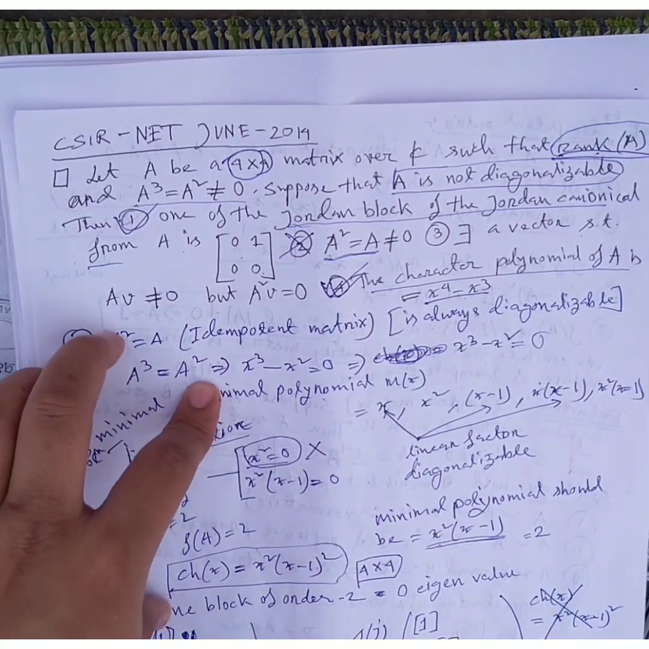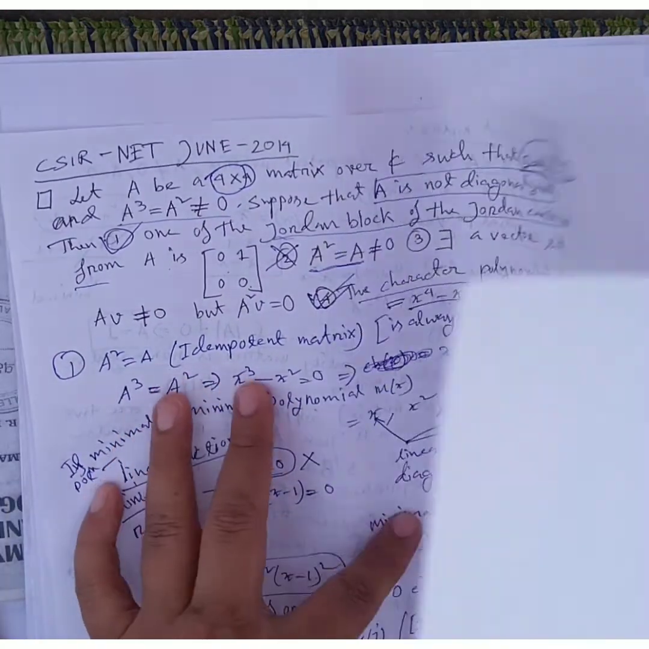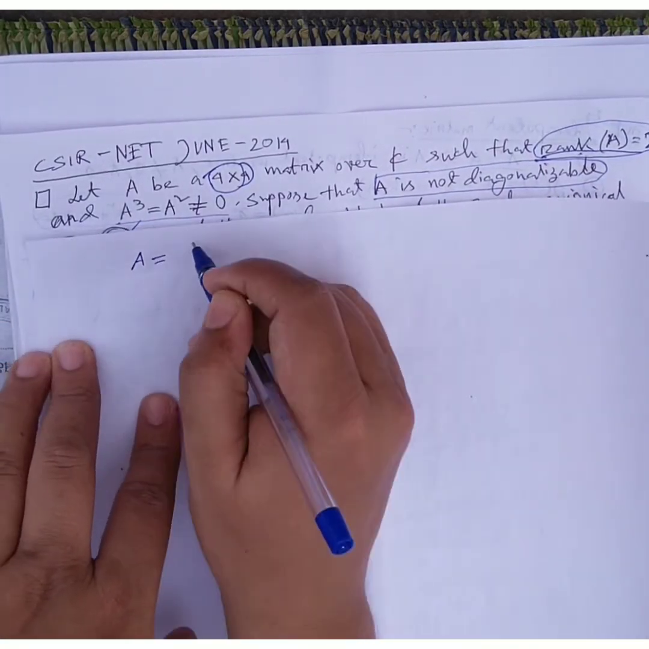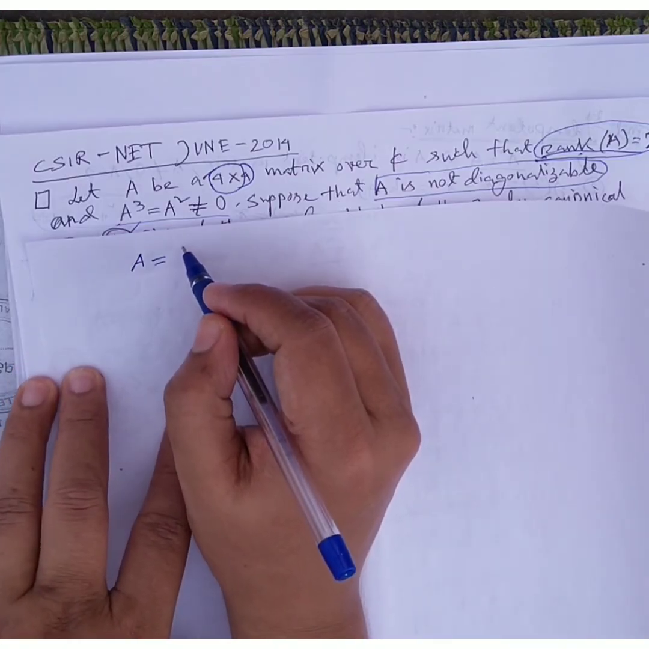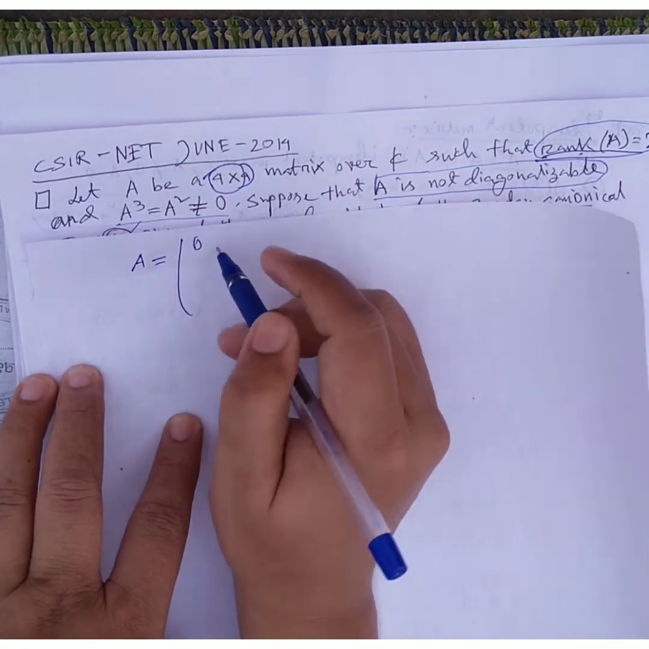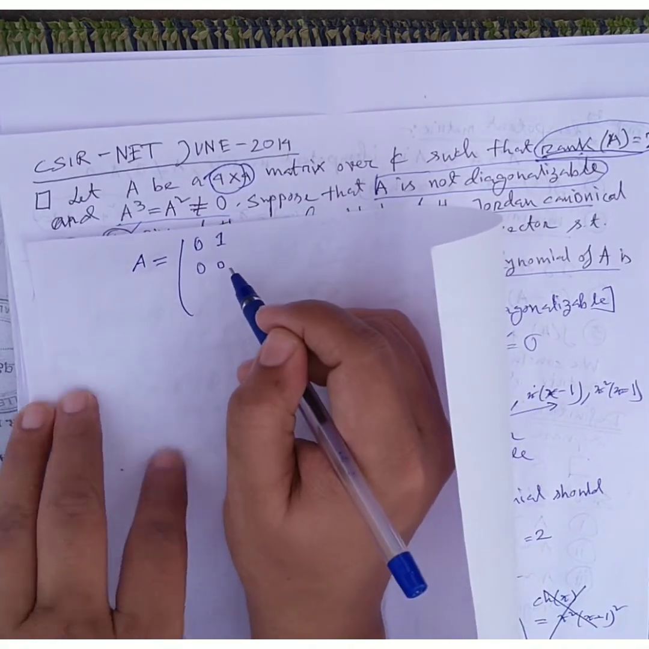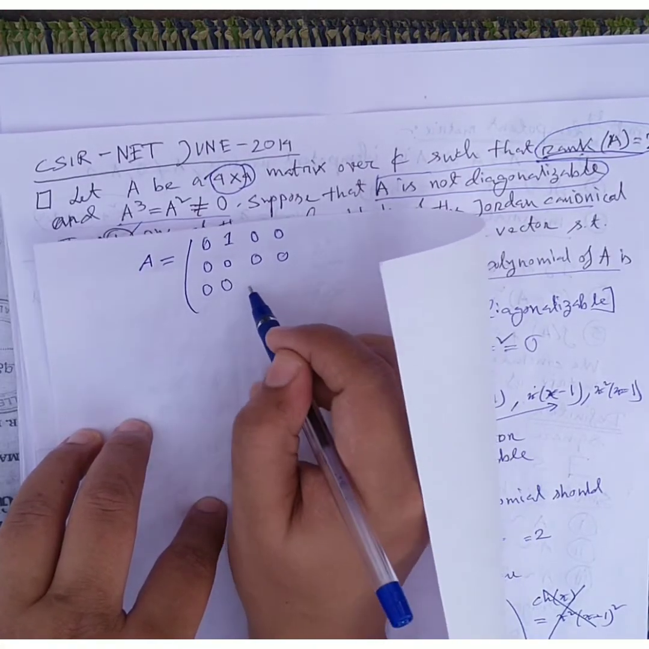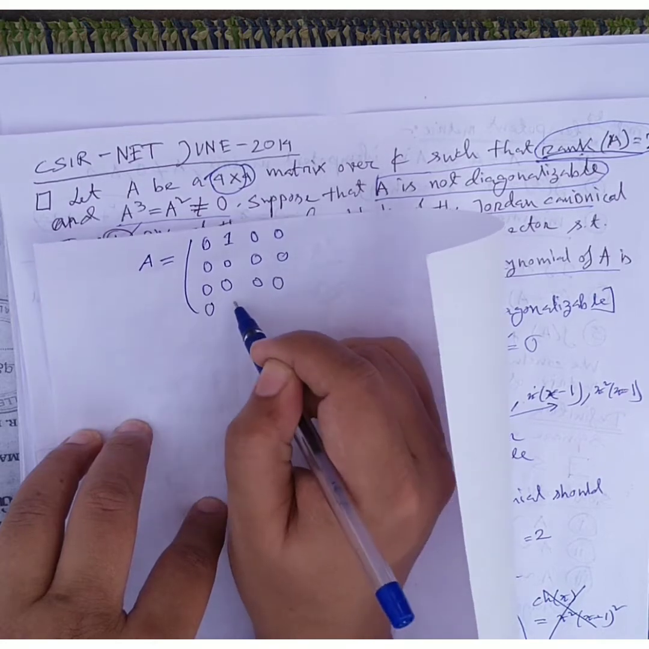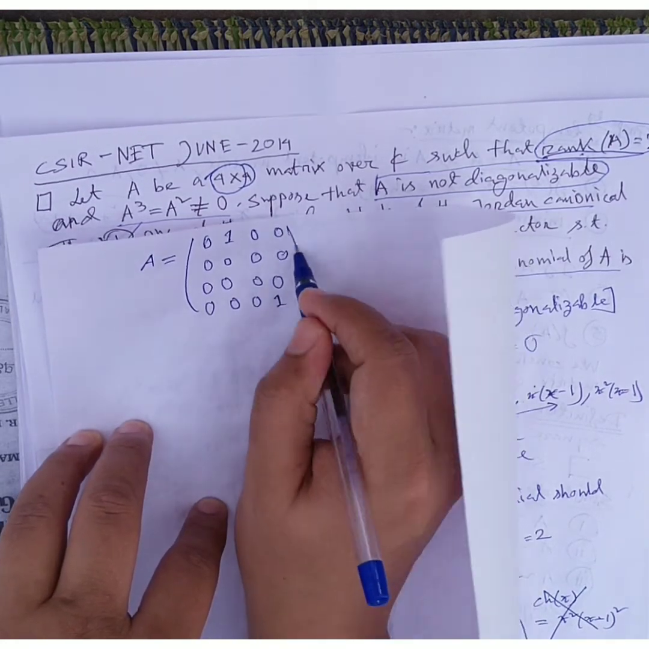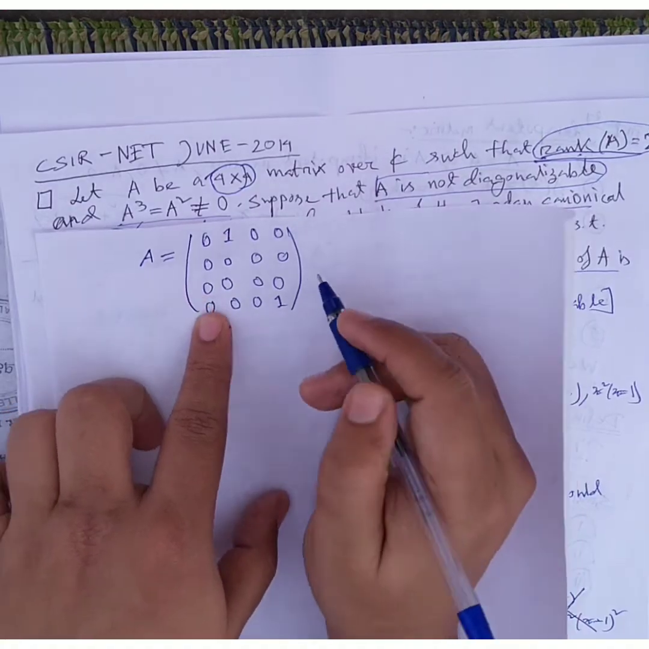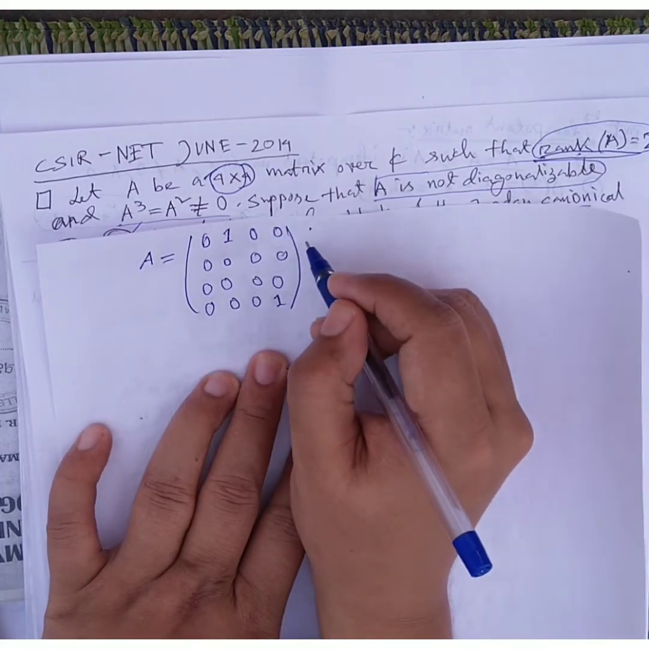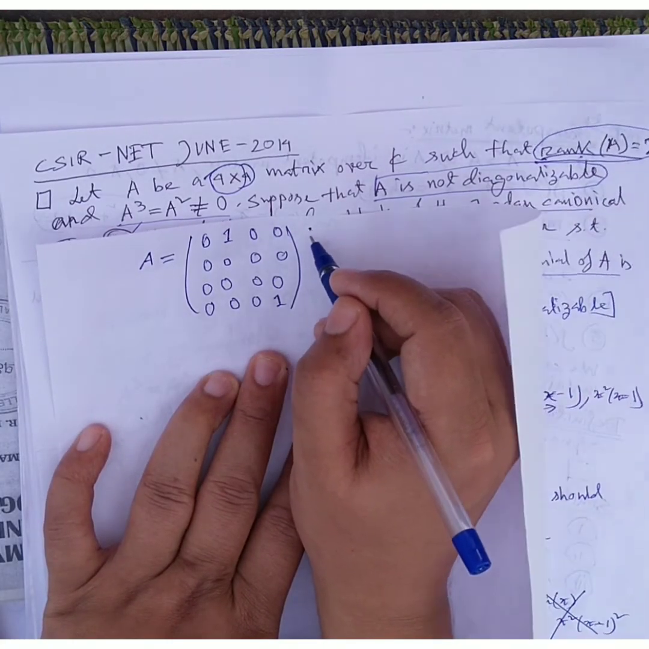Number 3, I will go to number 3. What will be A? A is my matrix 0 1 0 0 0 0, 0 0 0 0 0 0 0 0 0 0 1. This is the Jordan block. This is my matrix A, and another is A B C D. I choose A B C D.